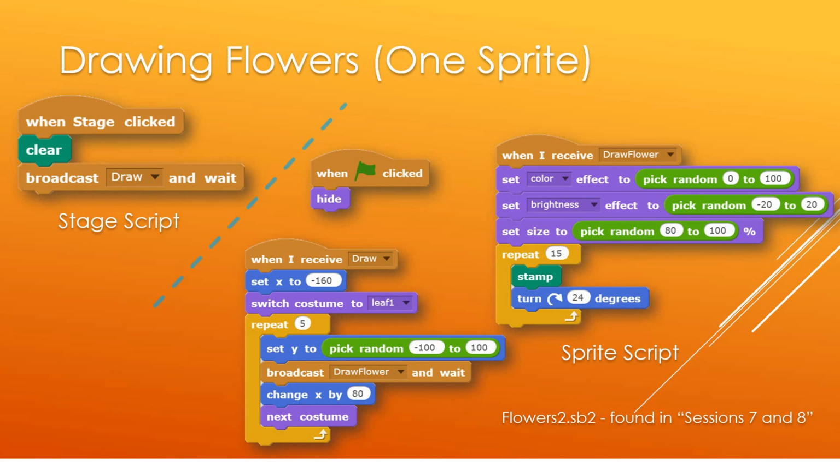We have also made a change here where from the stage we've sent out a broadcast of draw, which gets picked up by the sprite, and then the sprite itself does a broadcast of draw flower. Now, as we mentioned earlier, sprites can talk to themselves. They can broadcast a message which they can pick up themselves and act upon. So let's go ahead and load flowers2.sp2 from our sessions 7 and 8 folder.